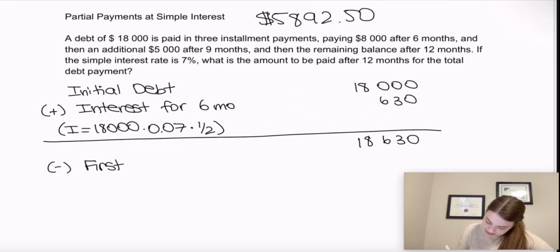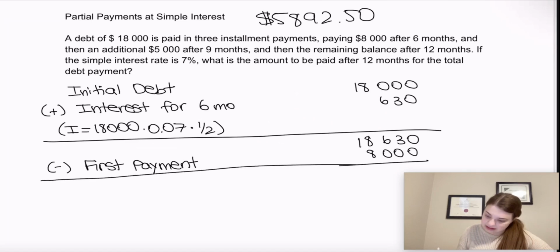Now what we're going to do is subtract the first payment. The first payment that is made after 6 months is $8,000. So after that payment is made, the balance should be less. The balance should now be $8,000 less. So now the balance is only $10,630.